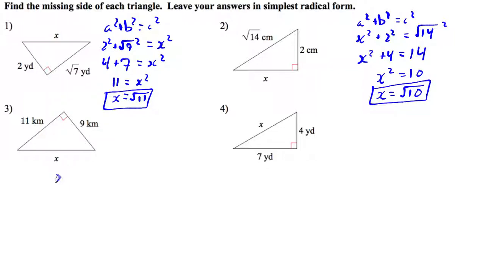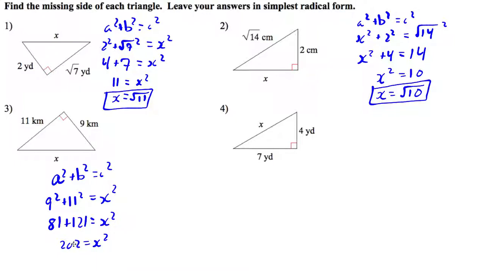So 3, yet again, we are solving for the hypotenuse, so a squared plus b squared is equal to c squared. So we get 9 squared plus 11 squared is equal to x squared. So 81 plus 121 is equal to x squared. So this is going to be 202 is equal to x squared. 202, so half of that is 101. So x is equal to the square root of 202, which I don't think can be reduced, so we leave it like that.